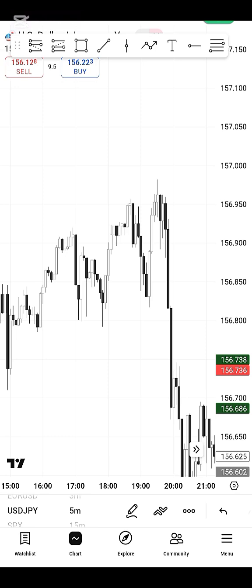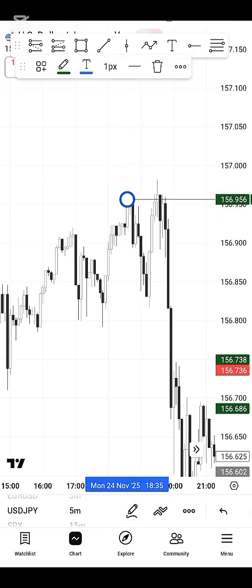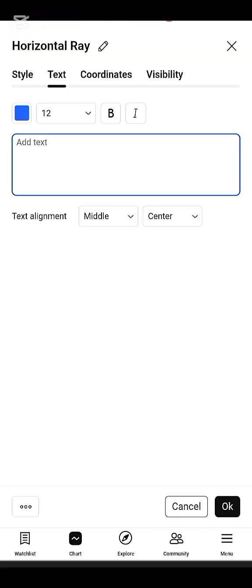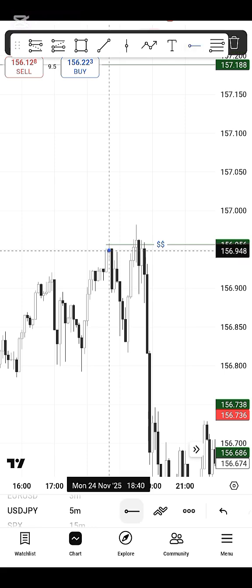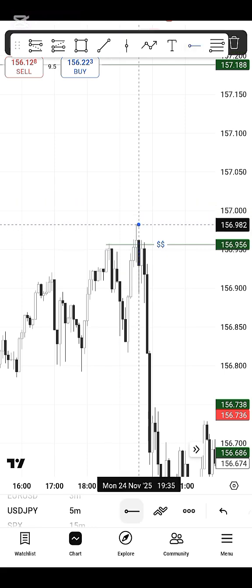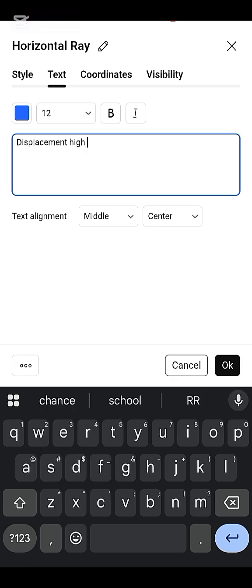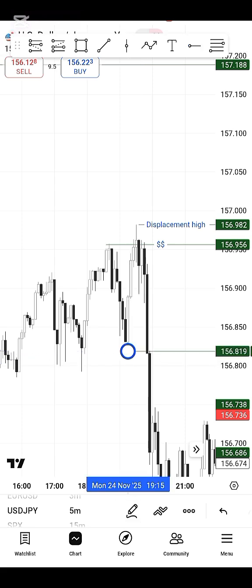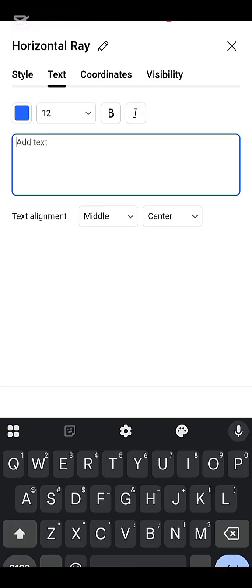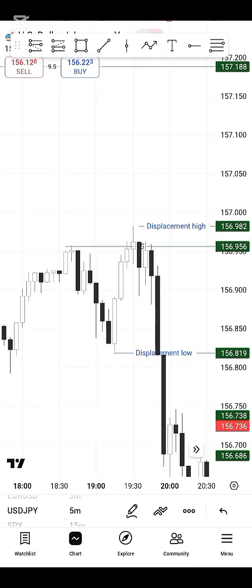So here we have another example of the market structure shift again. As you can see, we have the liquidity grab here, which is the higher high the market took out. Let me put a mark there. Then we have the displacement high, which is this particular place. This is the high. Then we have the displacement low, which is here. See, displacement low.